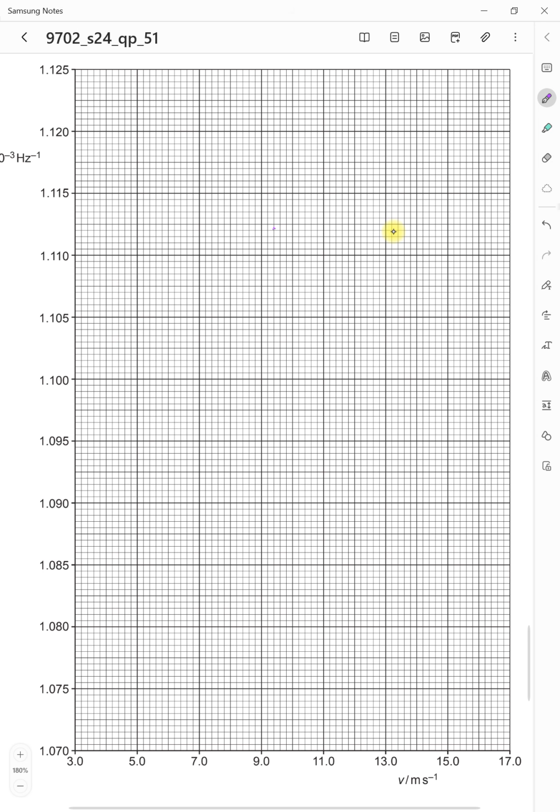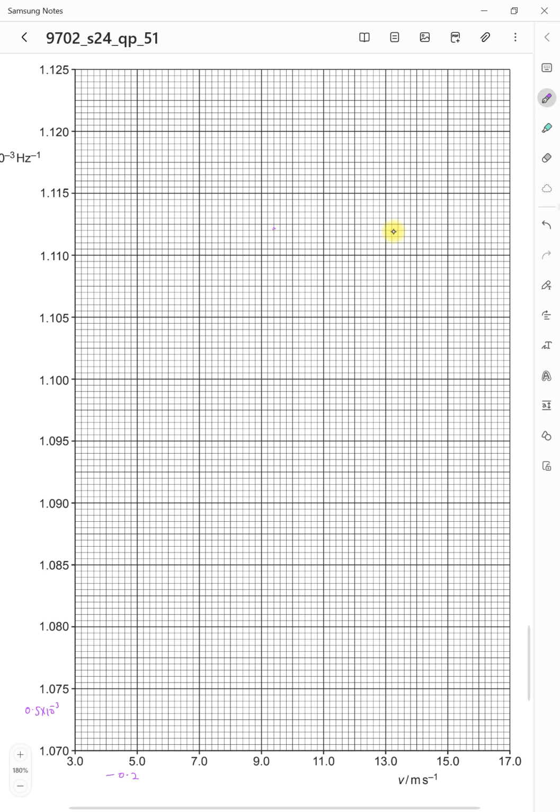First of all, you should establish the scale on the x-axis and on the y-axis. On the x-axis, one small square represents, I think, 0.2. And on the vertical axis, one small square is representing, I think, 0.5 times 10 to the power of minus 3, or 5 times 10 to the power of minus 4.